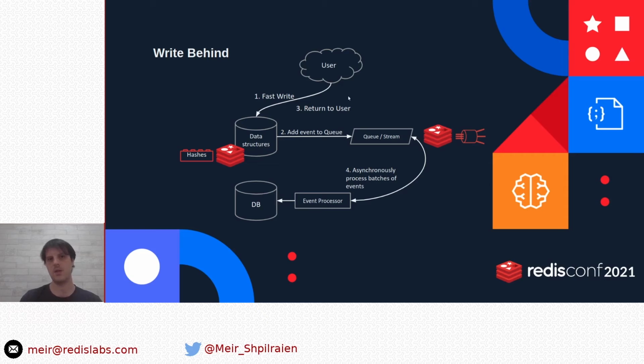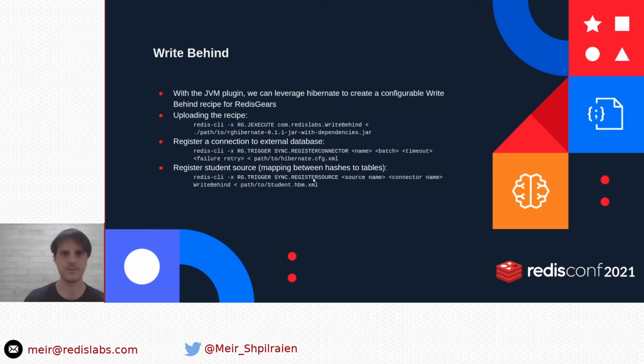Why do we split it into two parts? Because the first part should be very, very fast with a very, very low latency. The second part might be slow because we are writing to another database that might be slower than Redis. So we don't want to slow down the user application. We want the user application to be able to write to Redis very, very fast, and asynchronously in the background we will replicate this data to the backend database.